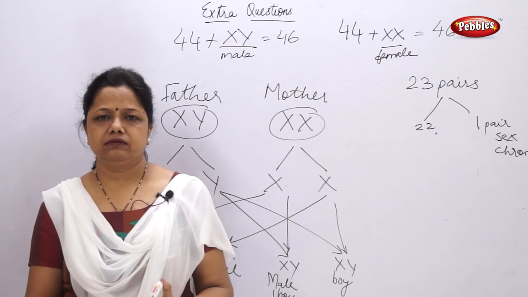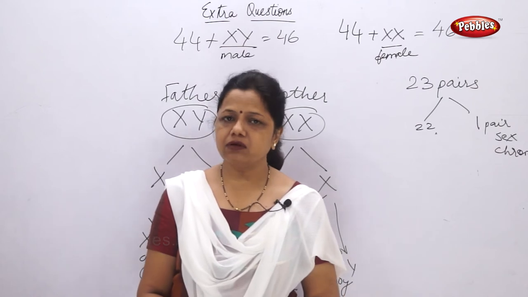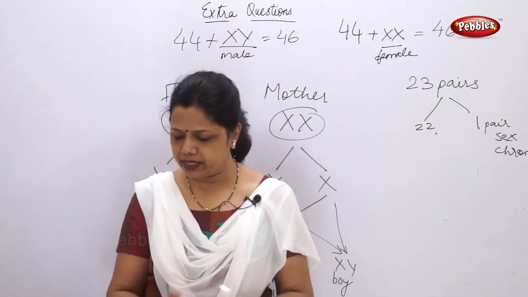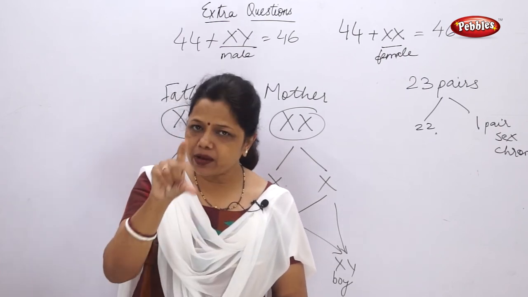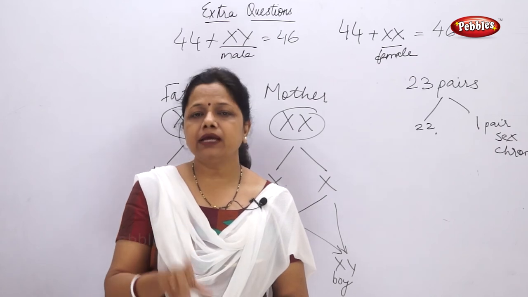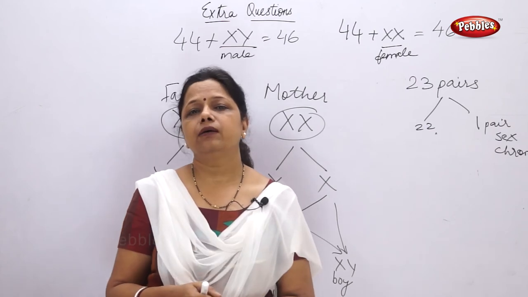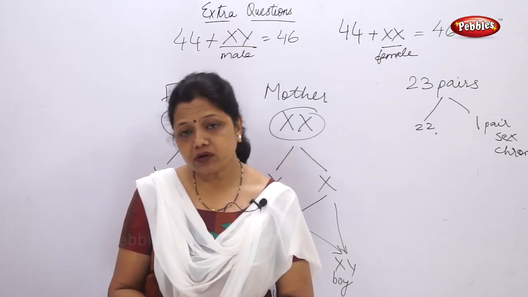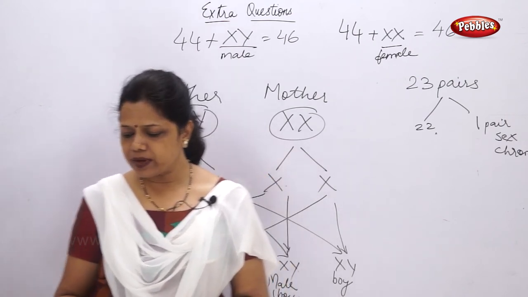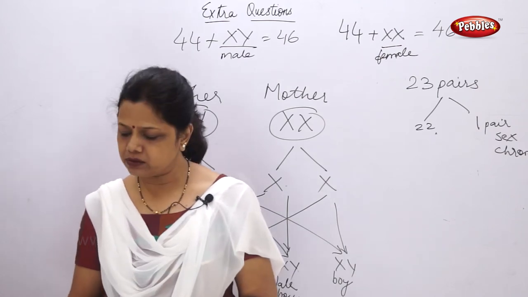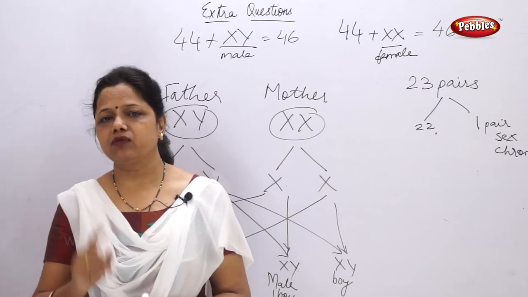What is a gene? Simple question, one mark question. The correct definition is: a fragment of DNA that provides complete information about one protein. A fragment or piece of DNA that provides complete information of that one protein is called one gene. And what is a chromosome? The chromosome is a single long thread of DNA present in an independent piece called a chromosome. So a single long piece of DNA is present in one piece of chromosome.